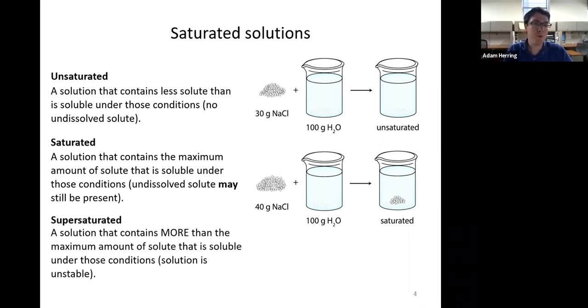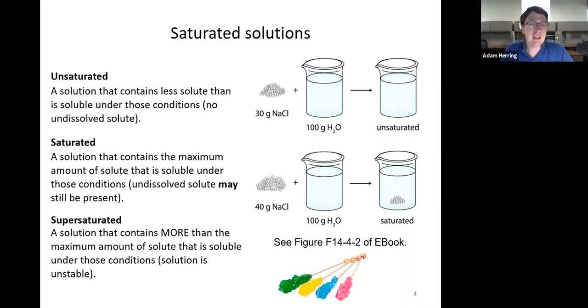The third category deals with supersaturated solutions. And this is where we have a solution that contains more than the maximum amount of solute that should be soluble under those conditions. This means that the solution is unstable. The way to make a supersaturated solution is to start by making an unsaturated solution, and then you slowly cool down the temperature of the solution, so that way the solubility also goes down. If you do that slowly enough, then the dissolved solute particles will stay dissolved, but the solution will become very unstable.